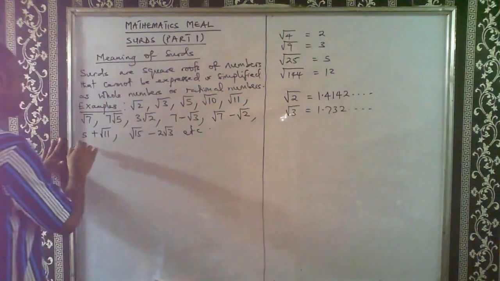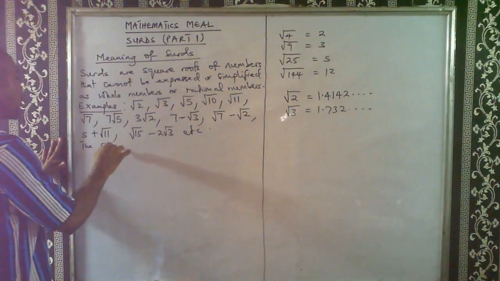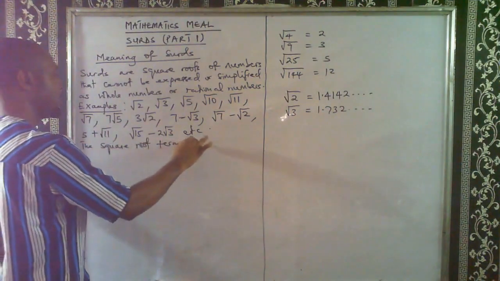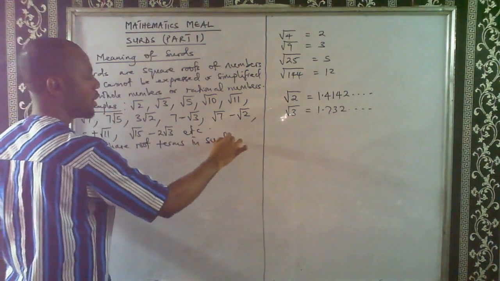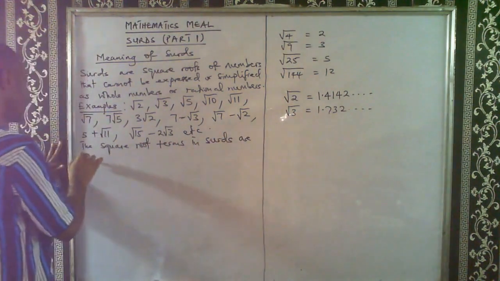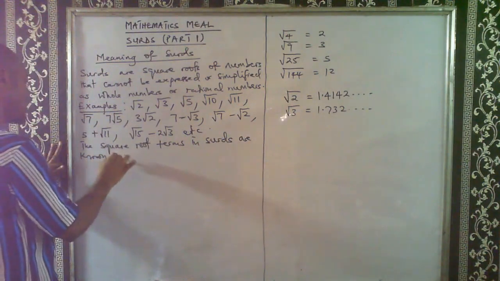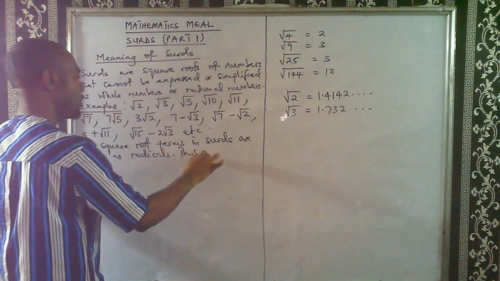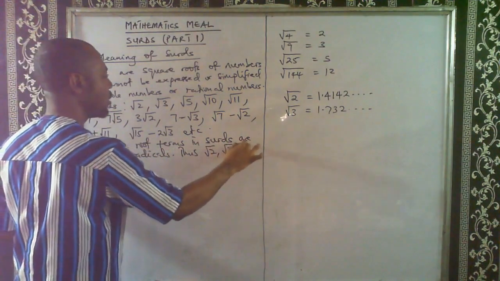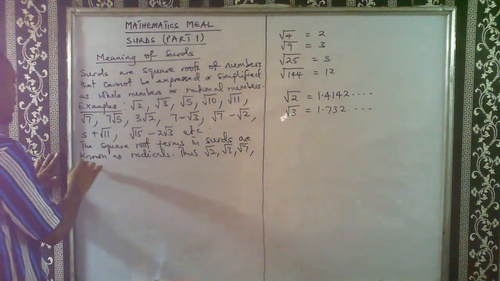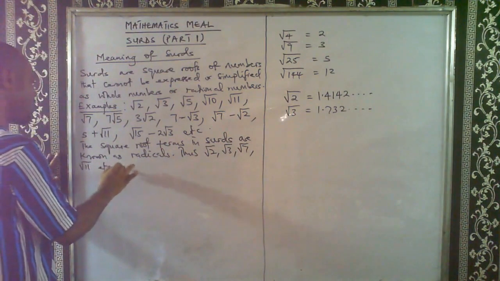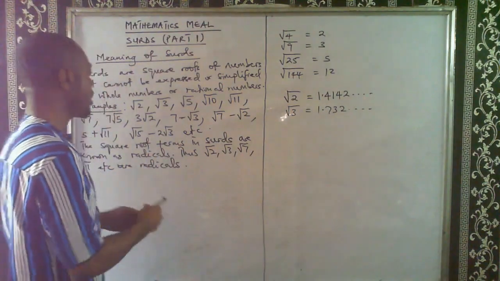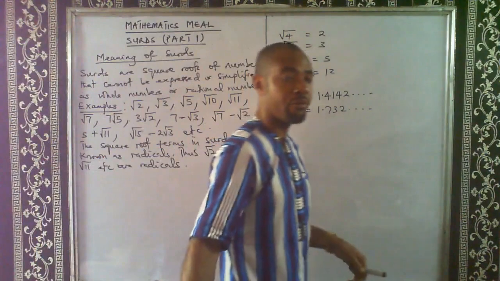Now the square root terms in surds are known as radicals. Thus, something like root 2, root 3, root 7, root 11, etc. are radicals. They are radicals. So all these are radicals. The square root terms in a surd are referred to as what? As radicals.